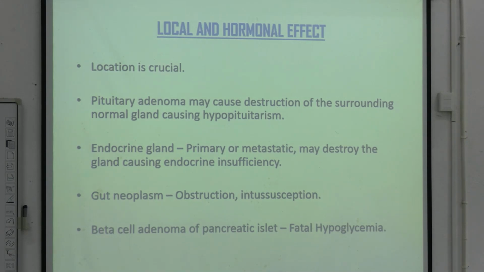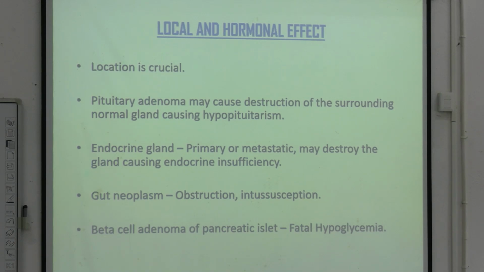For example, say a tumor in the pancreas. A tumor in the pancreas can cause destruction of the beta cells of islets of Langerhans. So no insulin secretion. What can happen? Hyperglycemia can happen. Right? Number 3, in case of gut, many tumors in the gut, they can cause obstruction.